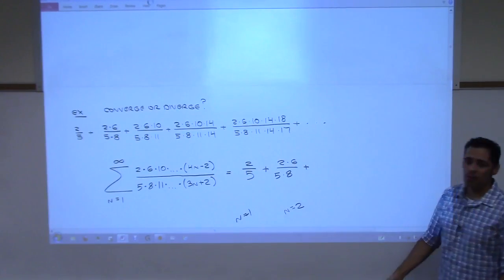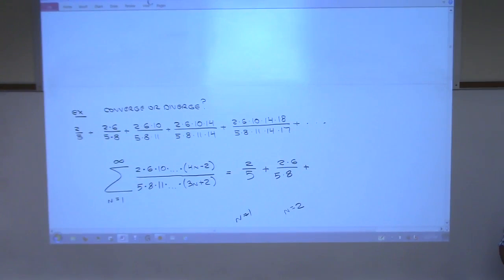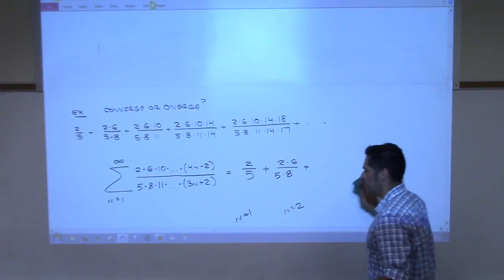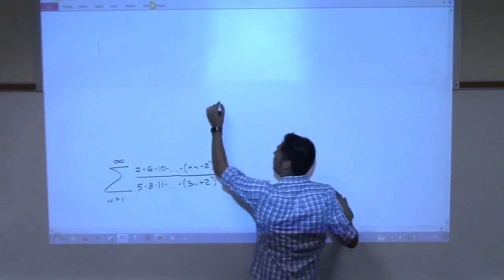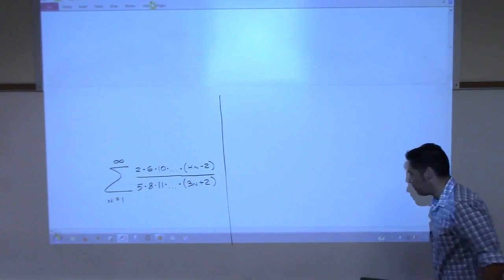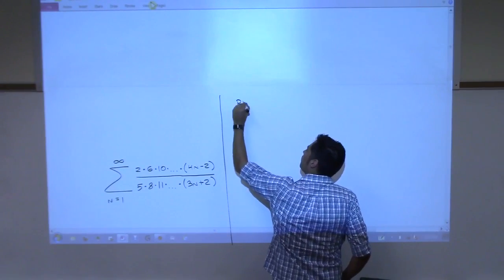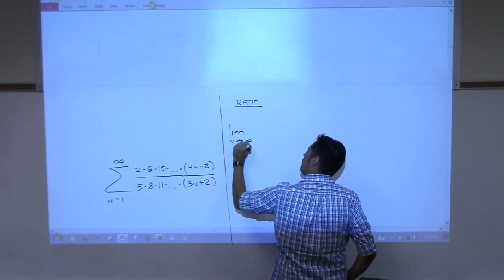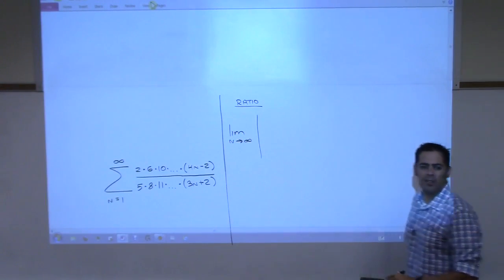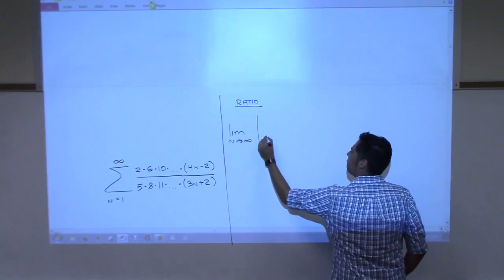So, does it converge or diverge? That's the question, right? So I'm going to run a ratio test. And it's going to seem weird for me to run a ratio test on this, but let's try it. I'm going to leave it right there, erase this, and here comes my ratio test. I'm going to take the limit as n goes to infinity, and I'm going to do a sub n plus 1 over a sub n.